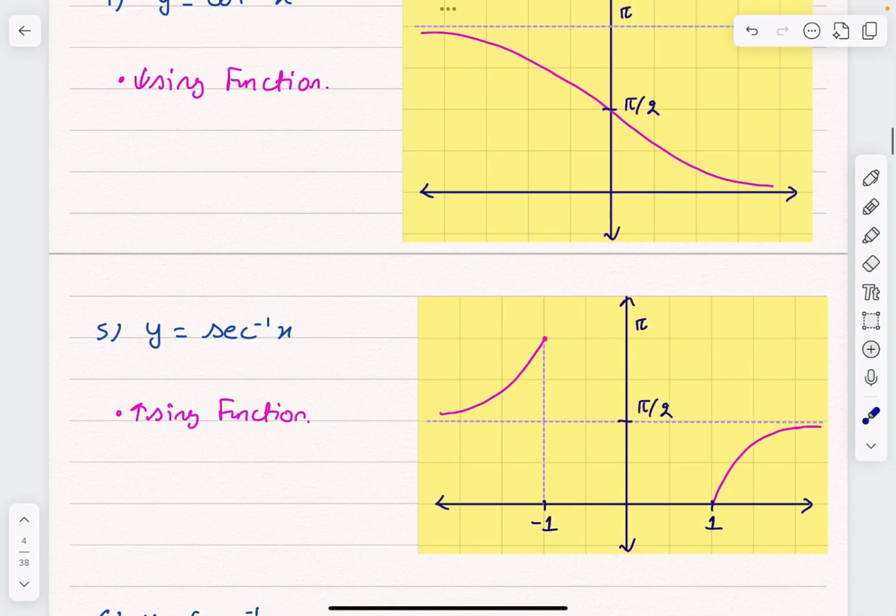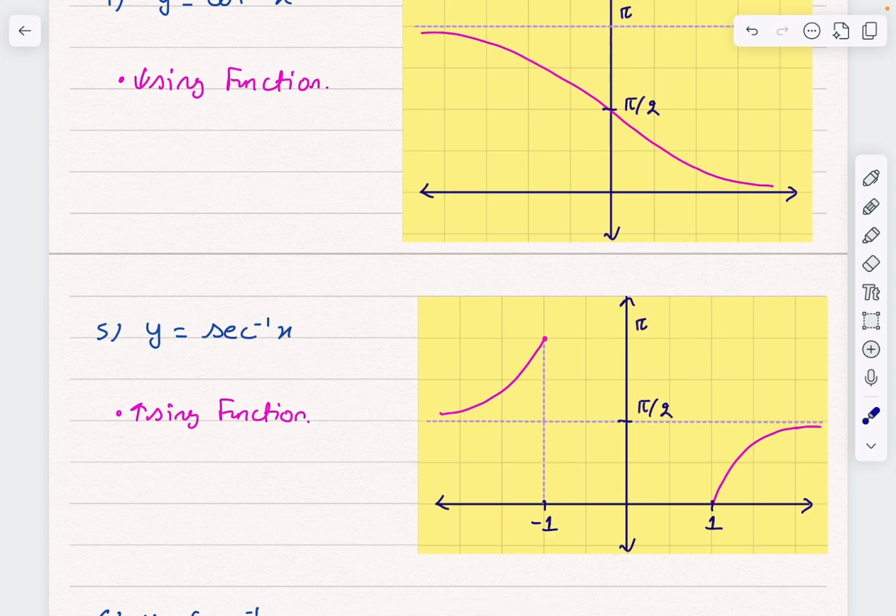Secant inverse x, you see the value at -1 will be pi, and before -1 value will be like going towards pi by 2. Value at 1 will be 0, and after 1 value will be going towards pi by 2. So this will be an increasing function. First it increases from pi by 2 to pi, then increases from 0 to pi by 2.